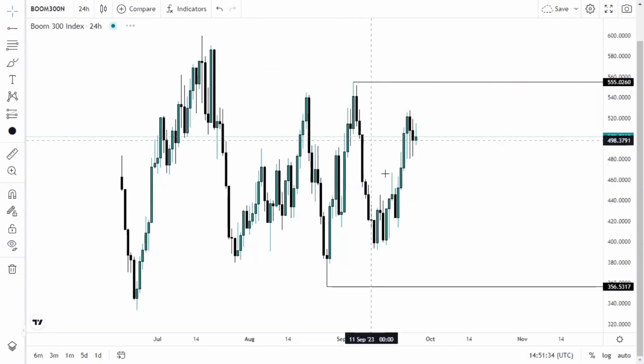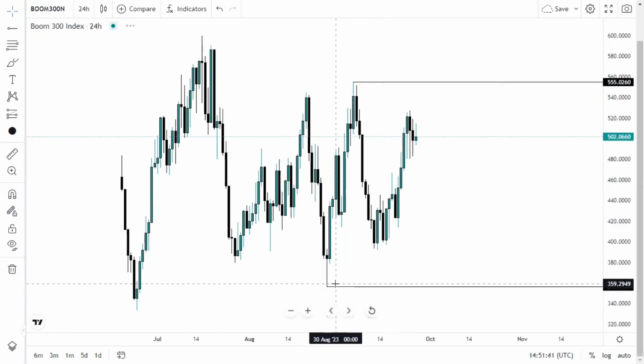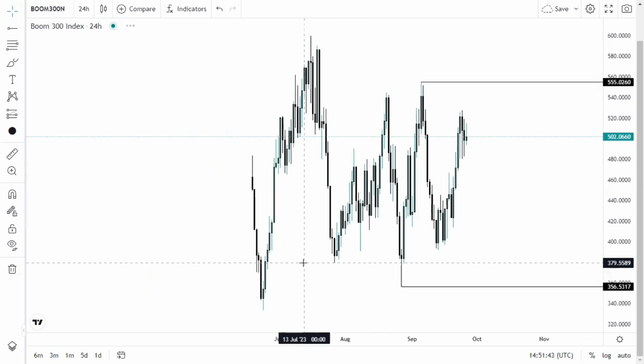Okay, now this is the trading range. This is where price seems to be trading. Price has not gone above this high, and price has not gone below this low. Now the thing here is, are we bullish or are we bearish on this market? I'm going to say we are bearish.